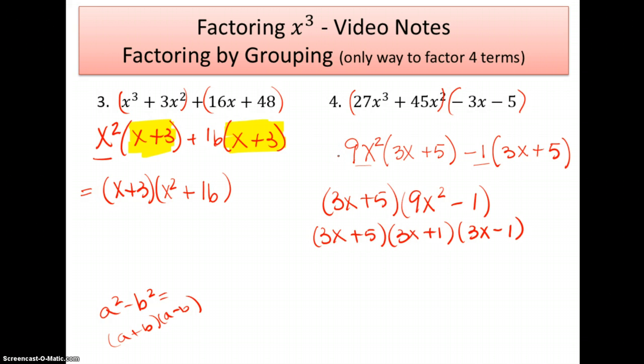So we factored twice in this problem. We factored first by grouping. Then we looked and asked, what do we have left over? Can either one of those quantities be factored any further? The answer is yes. This is the difference of two squares. So that is factoring sum and difference of cubes and factoring by grouping.